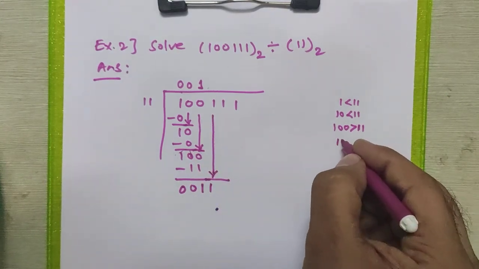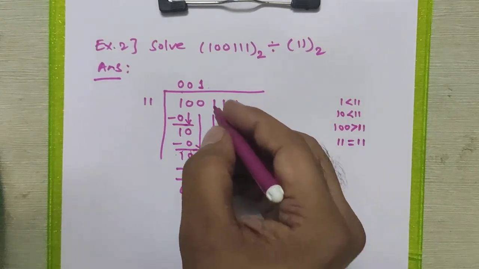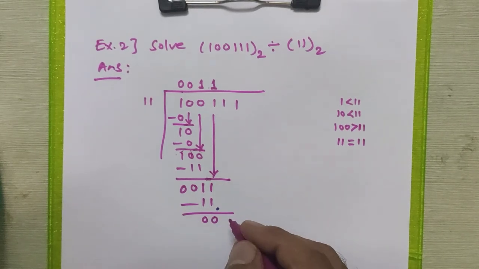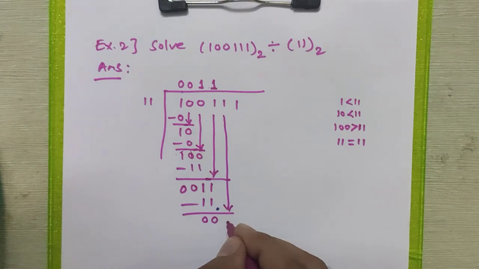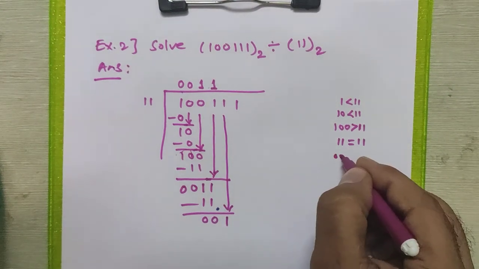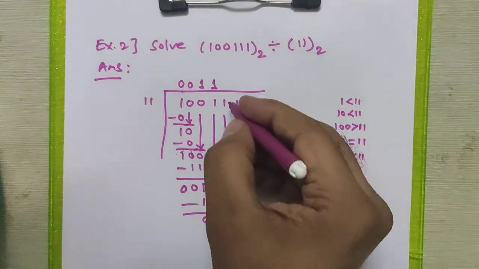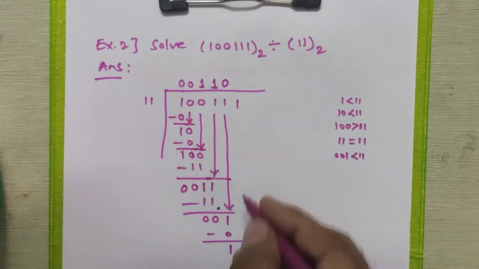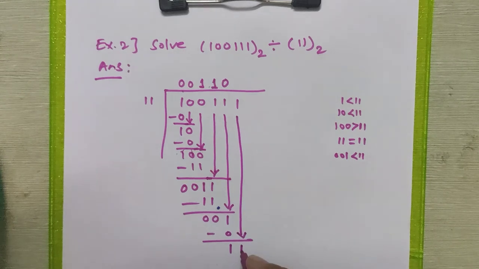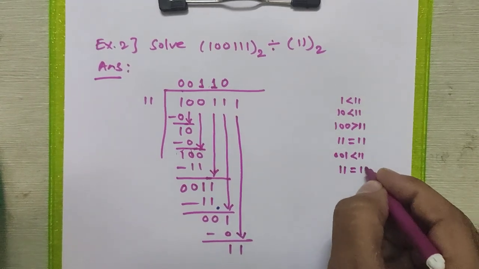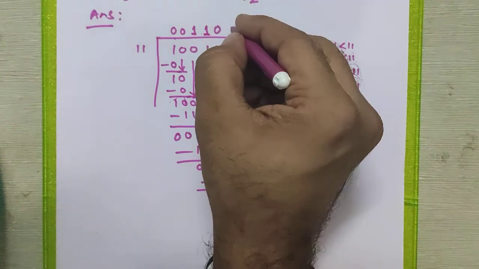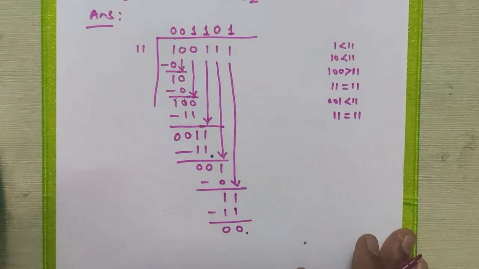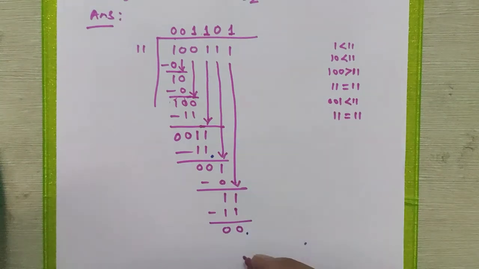This becomes 11. 11 is equal to 11, we can divide, so your quotient becomes 1. Subtract this, this becomes 00. Now bring down the next one, so this is 1 here. This 001 is less than 11, so not divisible. We put 0 here. We subtract this, this is 1 as it is. Bring down this 1 here. Now 11 is equal to 11, it is divisible, so quotient becomes 1. Subtract this 11, you get 00. Now there are no digits further for division, so this is the end of the problem.